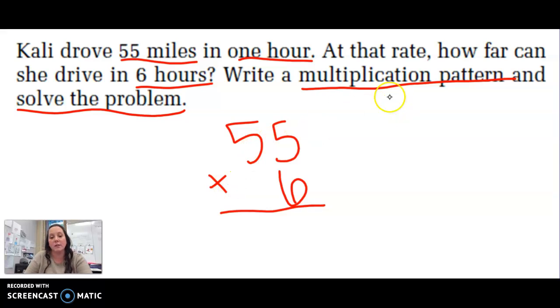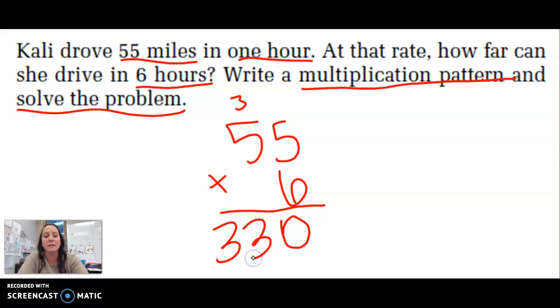Our first step is to do 6 times 5, which is 30. So we put our 3 up. We bring our 0 down. Our second step is to do 6 times 5. Add 3. So 6 times 5 is 30, plus 3 is 33. So in 6 hours, if she goes a constant rate of 55 miles an hour for all 6 of those hours, she will travel 330 miles.